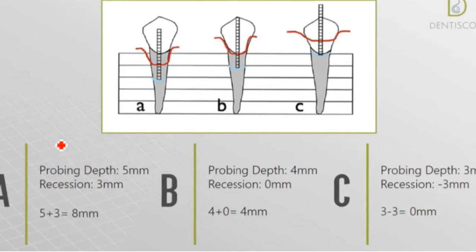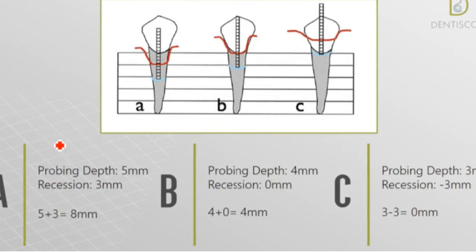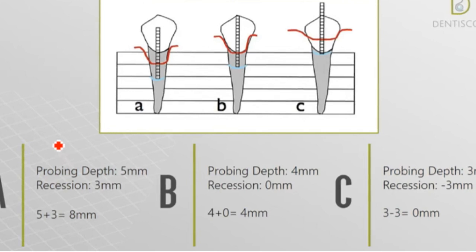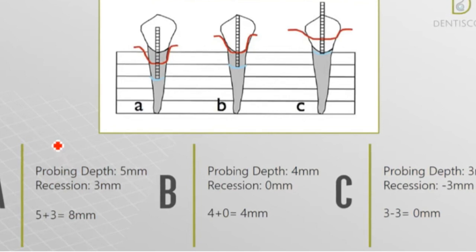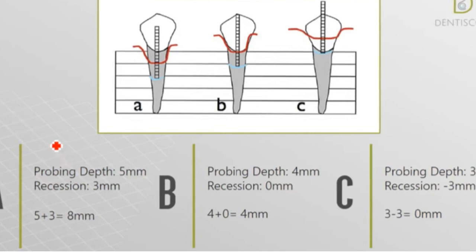Here are clearer examples showing you how to calculate the clinical attachment loss. In A, imagine that we have a gingival recession of 3 millimeters, which is the red line as shown. The probing depth is 5 millimeters. So the probing depth plus the recession equals 8 millimeters for the clinical attachment loss in case A. In case B, you can see that we do not have a gingival recession. You see the red line? The recession is 0, and the probing depth is 4 millimeters. So 4 plus 0 equals 4 millimeters for the clinical attachment loss.